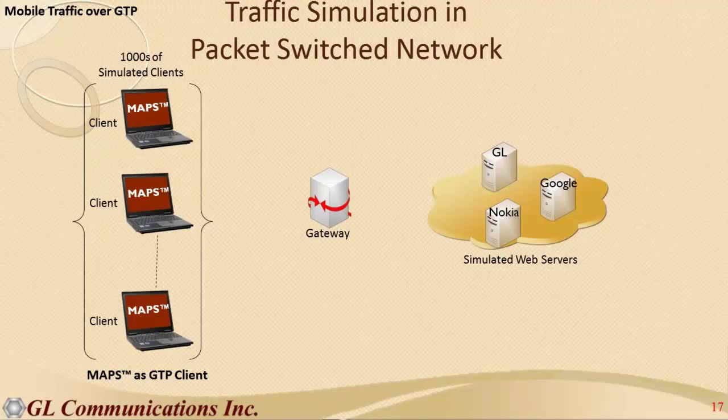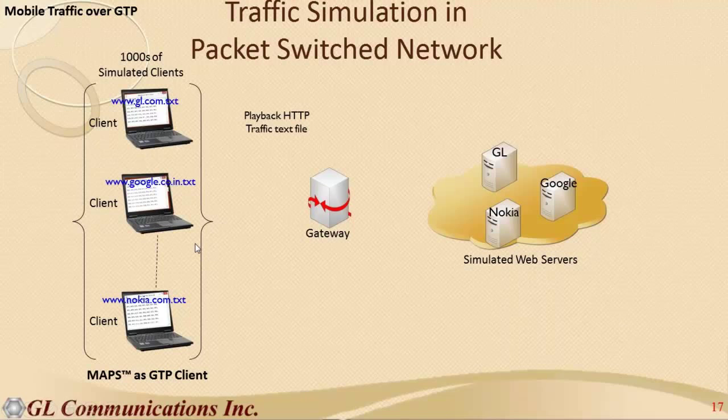It can traverse through different gateways. Here I am demonstrating with only a single gateway. Here we have pre-captured HTTP files. Say on the first client we have gl.com.txt, or Google, and then Nokia.